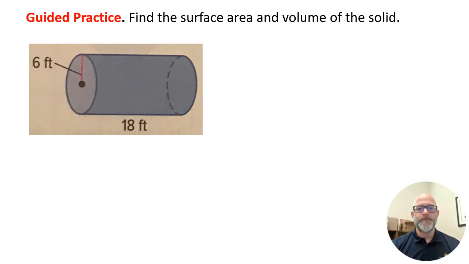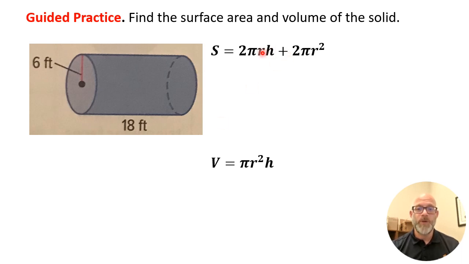All right. How about you? Can you do this one? Find the surface area and volume of the solid. Go ahead, give it a try. All right. Now back. Formula for surface area, formula for volume, where R is the radius of the circle and height is the height of the solid, height of the cylinder.